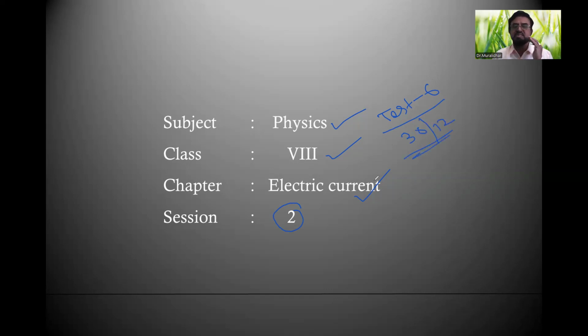So we already completed the first session of this chapter on Tuesday, where we learned the basic concept of electric current and some important terms, for example, what is electric current and what are electric charges. Today some more terms we'll discuss. Along with that, we'll go for Ohm's law, a very important concept in electric current. So let's move to the next slide.